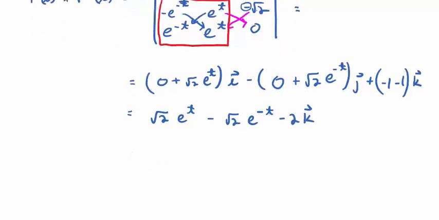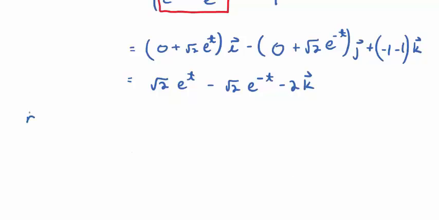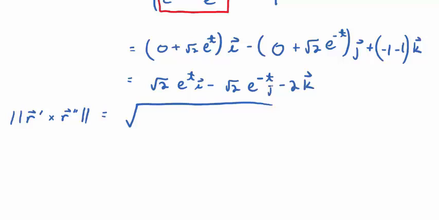All right, let's take the magnitude of this. So the magnitude of r prime cross r double prime, I lost my of t function notation. That'll happen to you too. You'll get tired of writing it down. Okay, by the way, I lost my i and my j here. I got in a hurry there.